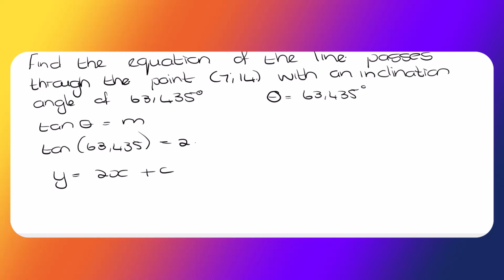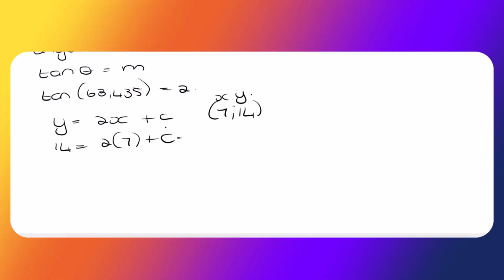Okay, so y is equal to 2x plus c. Remember, the whole time we work with y equals mx plus c. So we need our c value. We're going to get it from the point it moves through, (7; 14). This is my x, this is my y. So I have 14 equals 2 multiplied by 7 plus c. So I'm going to have 14 minus 14 is equal to c. c is equal to 0. So therefore my equation is y is equal to 2x plus 0, or y is equal to 2x.